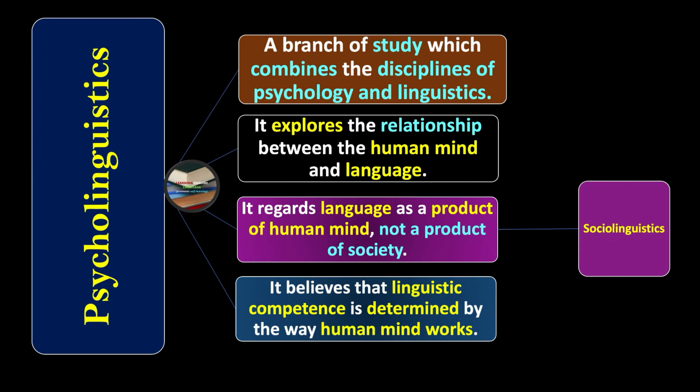We have some more ideas. It believes that linguistic competence is determined by the way the human mind works. How we think affects the way we speak. How our mind works influences the way we express our ideas to the world. So linguistic competence is completely decided by the way our mind thinks, by the way we perceive the world, by the way we conceptualize things.